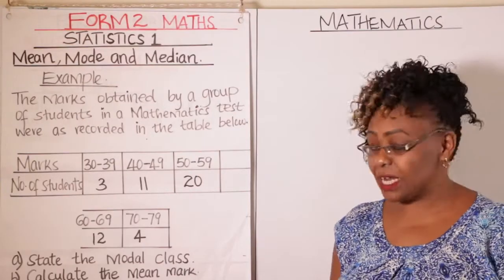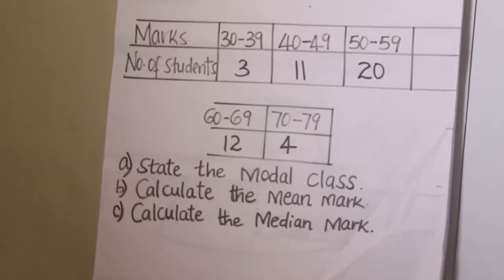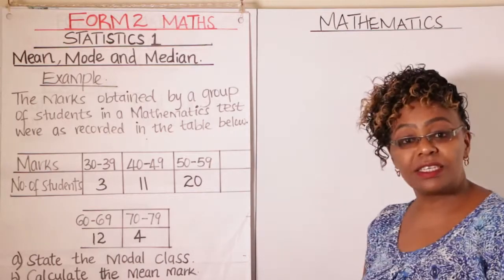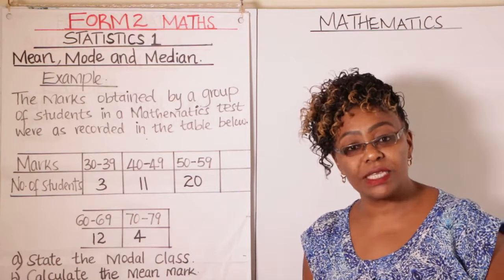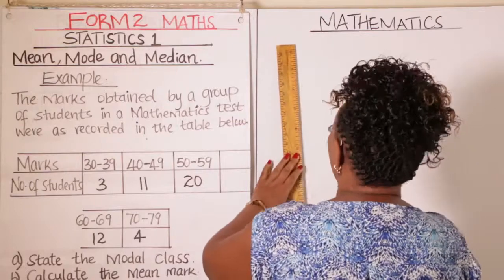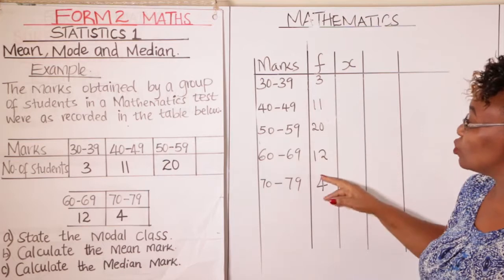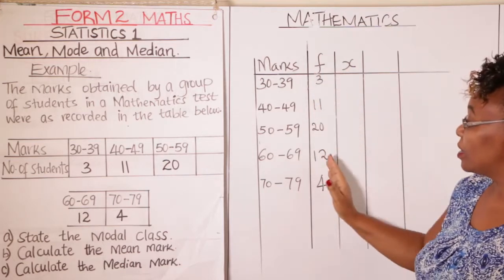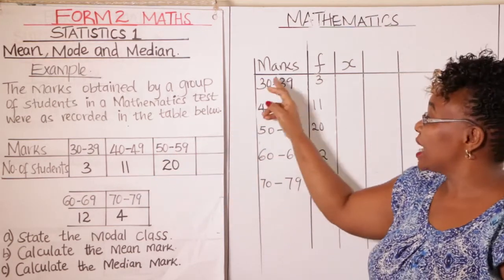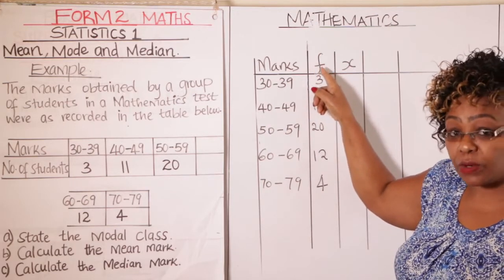And therefore our question is, calculate the mean mark. How do you find the mean, learner? You come and draw what we call a frequency distribution table. Let us draw it. You put your classes here, or the groups of marks. You put the number of students in the second column here. And we refer to the number of students as frequency. That is why I've used the symbol F for frequency.